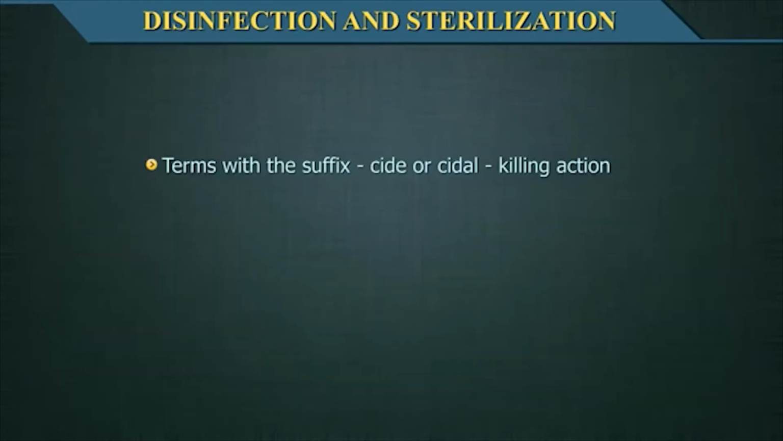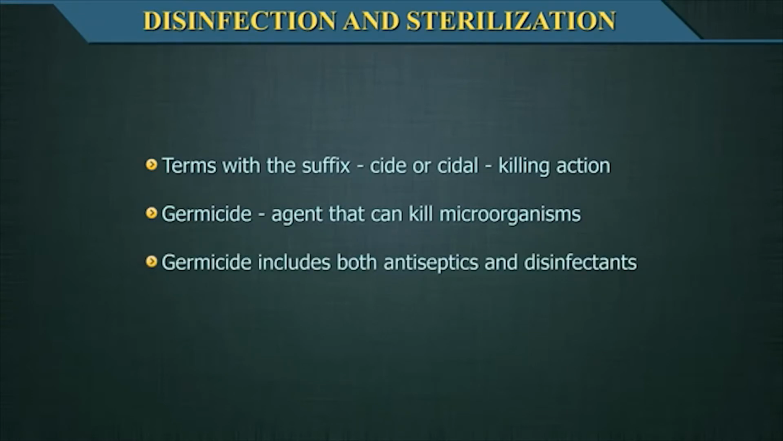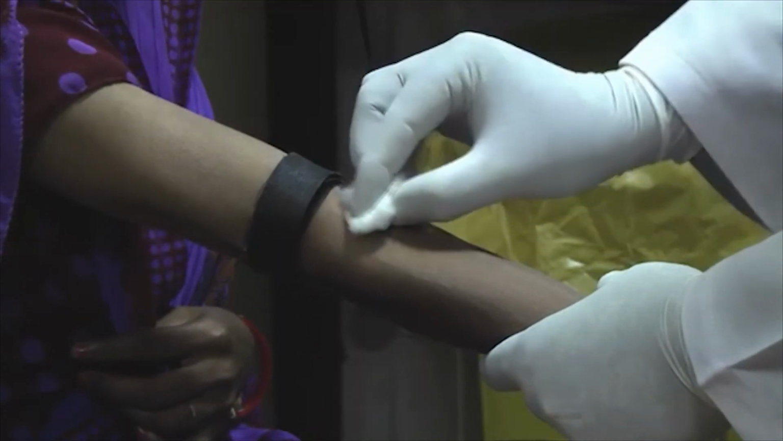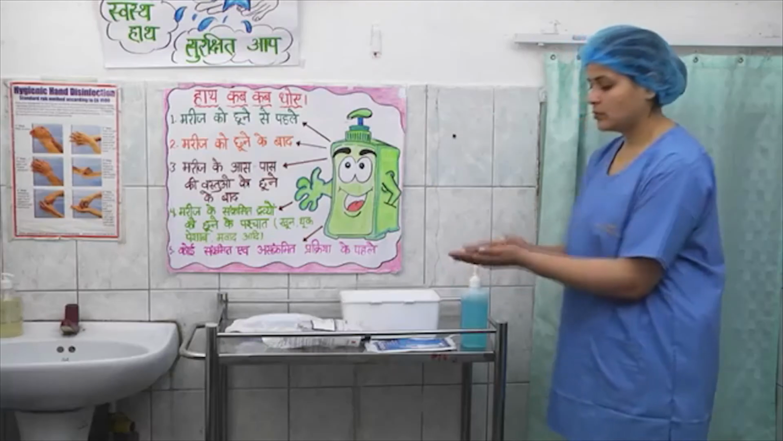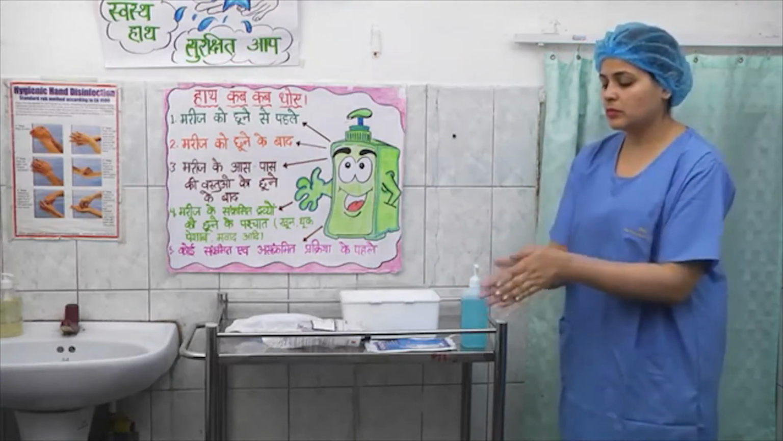Terms with the suffix "cide" or "cidal" for killing action are also commonly used. For example, a germicide is an agent that can kill microorganisms, particularly pathogenic organisms or germs. The term germicide includes both antiseptic and disinfectants. Antiseptics are germicides applied to living tissue and skin. Disinfectants are antimicrobials applied only to inanimate objects.